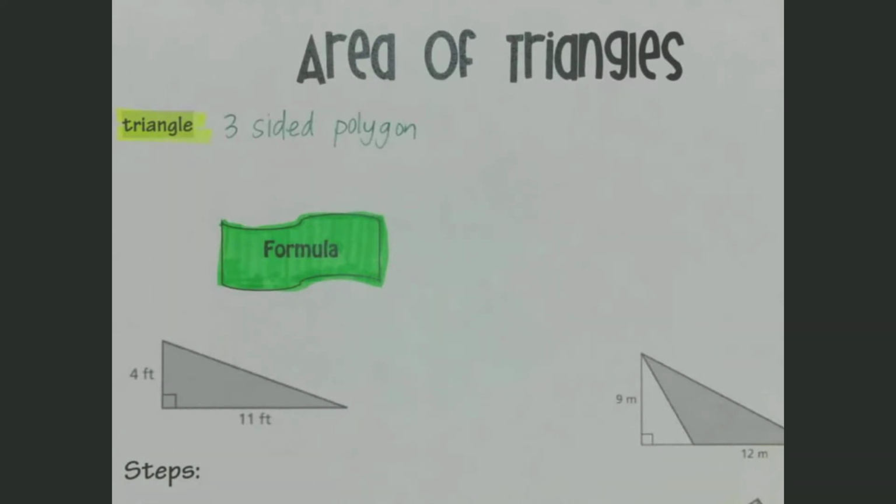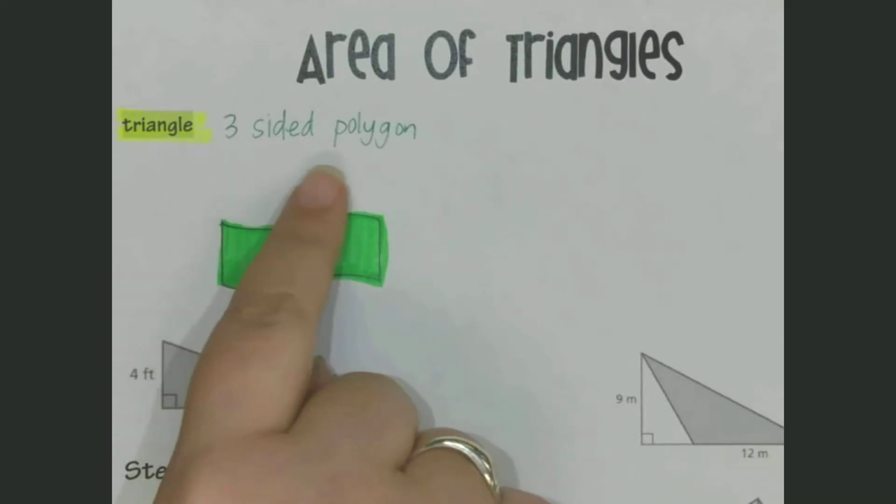Welcome back, guys. Today we get to do the area of triangles. So yesterday we did the area of parallelograms, which included rectangles, squares, and parallelograms. And today we're just going to do triangles, which we have talked a lot about in Bellwork, so this should be a review for you. A triangle is just a three-sided polygon.